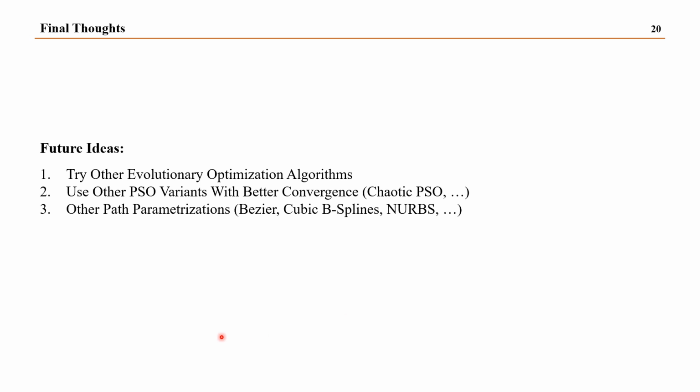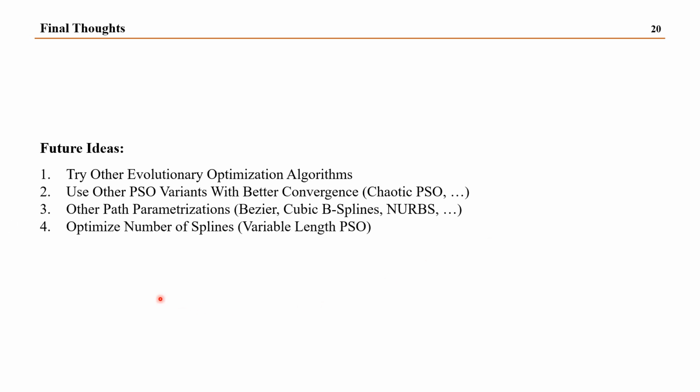We could also try other path representations like the Bezier curves, the cubic B-splines, the NURBS, which is the non-uniform rational B-splines. I'm not sure about the exact term, but these are some of the other path representations that we could use that could lead to smoother path qualities or a more intuitive method of encoding the path.